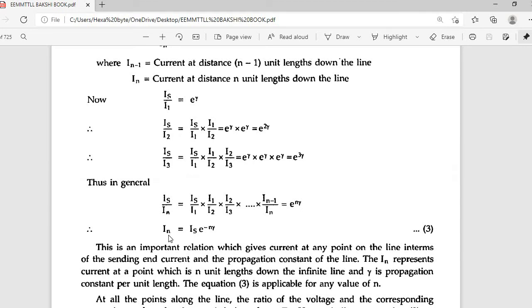See, this is the nth section current. So if n is equals to 1, you get the first section current. N is equals to 2, second section. N is equals to 3, third section. N is equals to 4, fourth section. So like that, you get the current at any point of the transmission line from this relation.